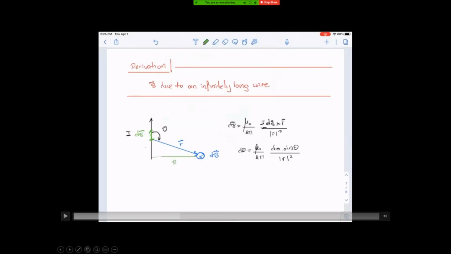So you can measure the distance to this point from the wire. Call this R. This is the differential segment. I can measure the length up to that point, so I'll call that S. That's going to be the segment that I'm interested in.